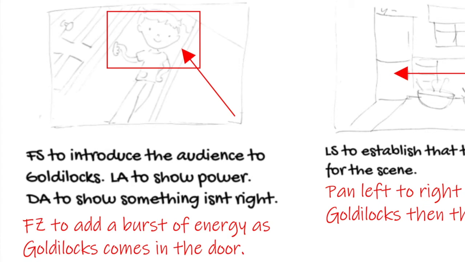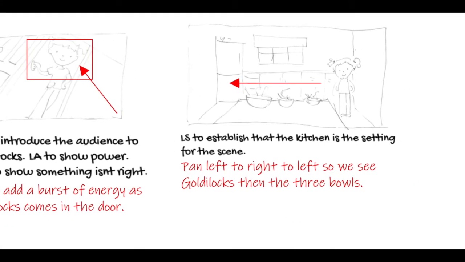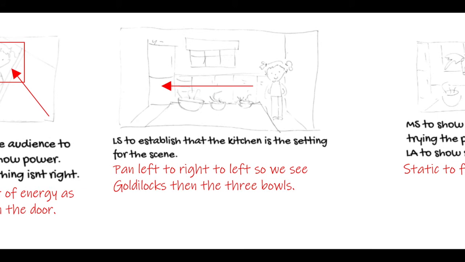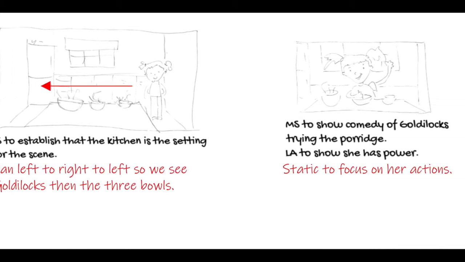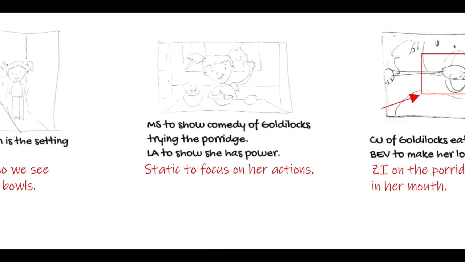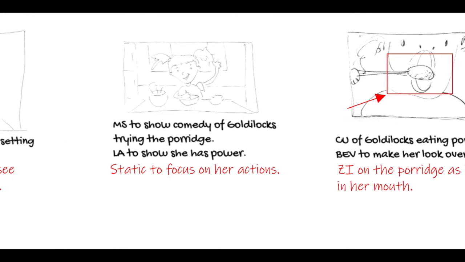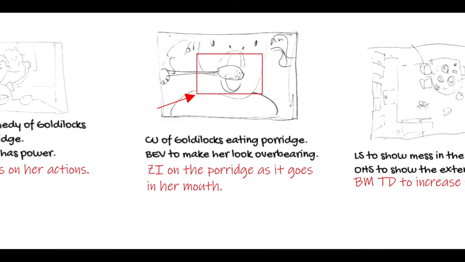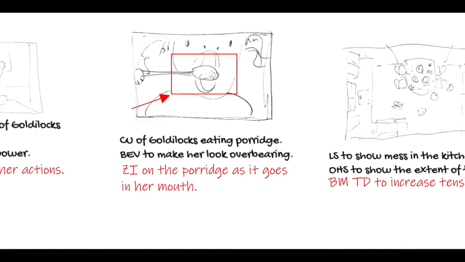Next, I have a full shot and the audience is introduced to Goldilocks. I'm going to add a fast zoom, which will give a burst of energy as Goldilocks comes in the door. When we move into the kitchen, we're going to pan left to right and then back to left. So we see Goldilocks, then the three bowls, and back to Goldilocks. We'll keep the camera in a static position while we watch her try the three different bowls of porridge, and that way we can focus purely on her actions. As she's eating though, we're going to zoom in on the porridge as it goes into her mouth.